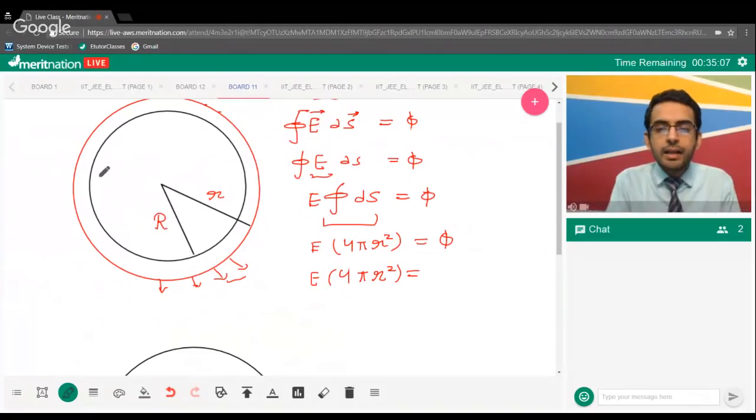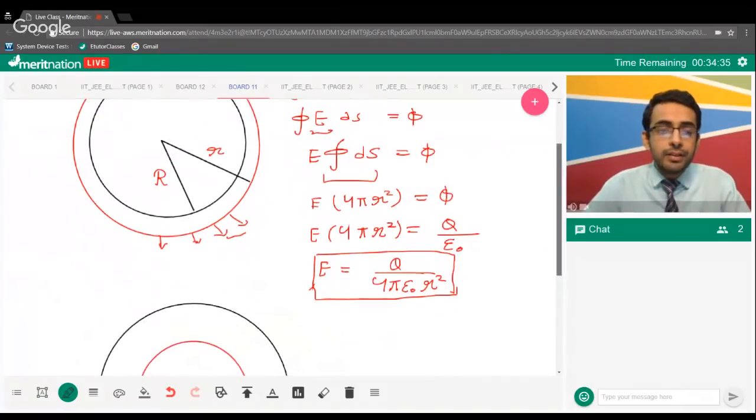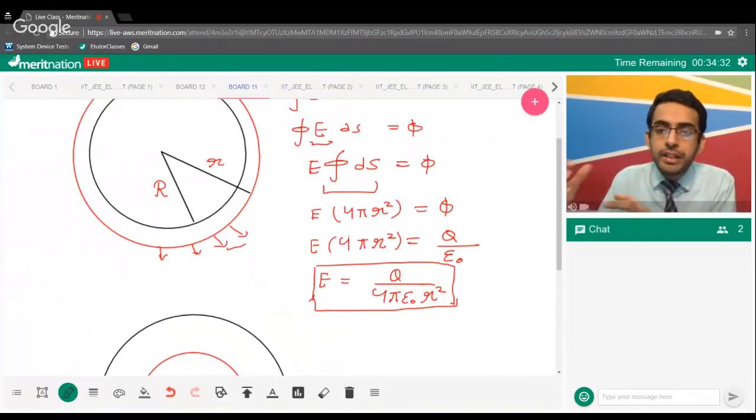Now, as a complete spherical shell is enclosed inside it, we can say that the total charge is equal to Q, the total charge on the spherical shell, divided by epsilon naught. So this means the electric field is equal to Q over 4 pi epsilon 0 r square. So from this value of electric field, we can say that a spherical shell behaves as a point charge for the points lying outside it.